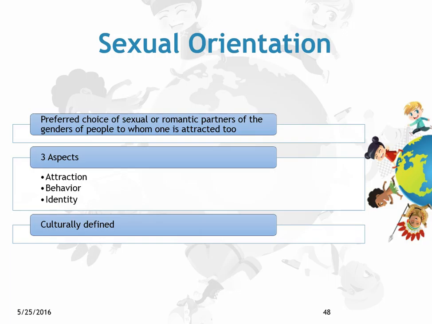Sexual orientation is defined as the preferred choice of sexual or romantic partners, the genders of people to whom one is attracted. There are three aspects of this: attraction, behavior, and identity. Attraction is that of the preferences. Behavior is the actual sexual behavior or activity with members of one sex or the other. And identity is one's sense of self as a member of a particular social group based upon a shared orientation. The common terms are heterosexual, homosexual, or bisexual.